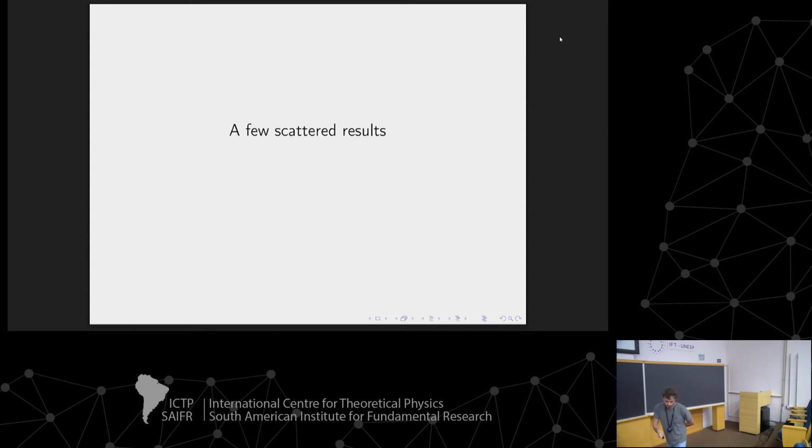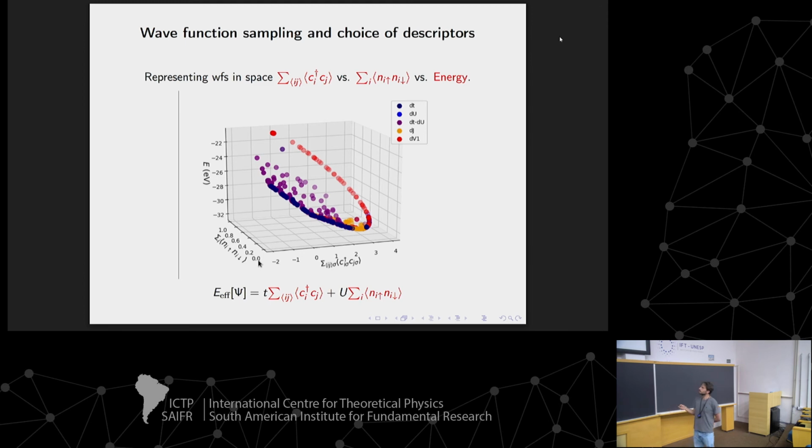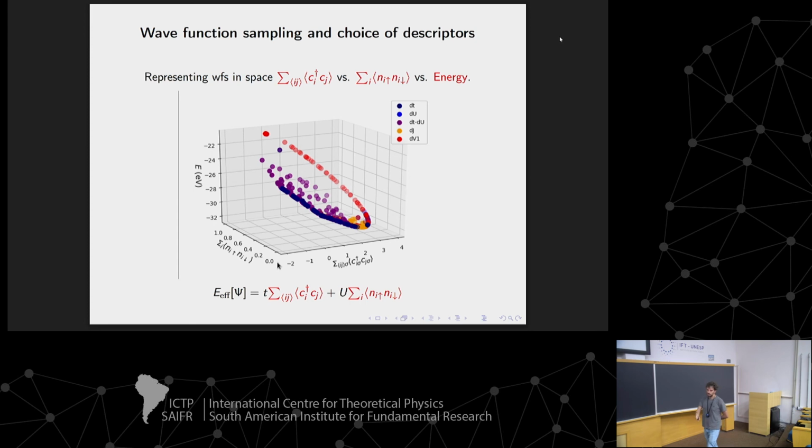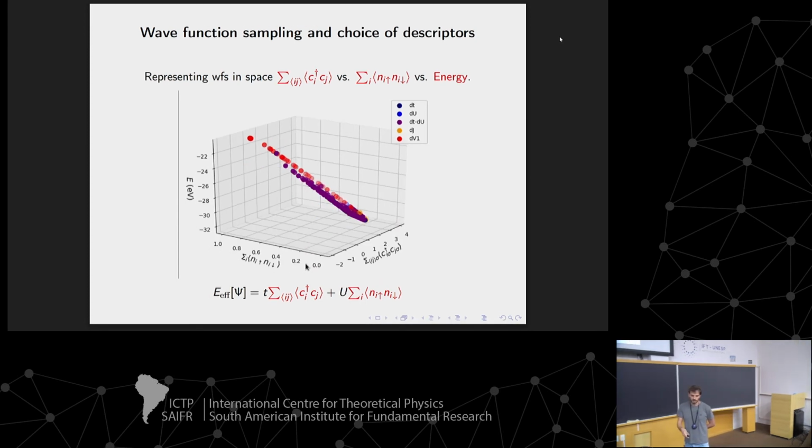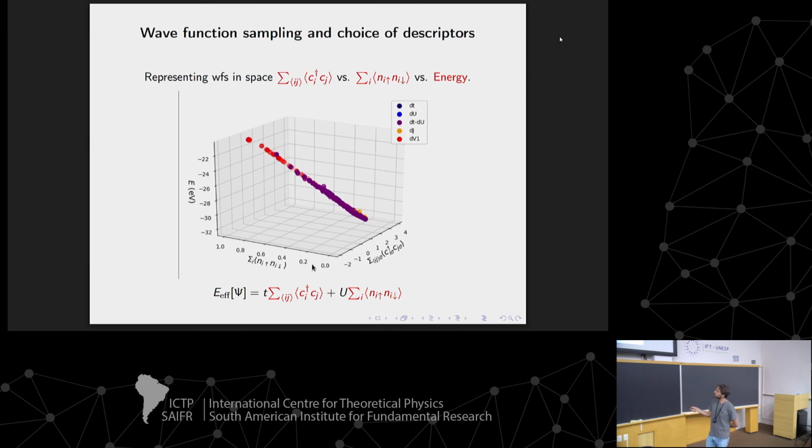Let me just show you some scattered results. Again, for the 10-atom hydrogen chain, what I'm showing here is essentially the space of the Hubbard descriptor and the hopping descriptor with energy here, and each of these points is a wave function that was generated using different methods. And what we have is that all these wave functions are aligning on this plane. So with these two descriptors in this particular system, we really found the low energy manifold, and this kind of model is good enough to describe this low energy space.